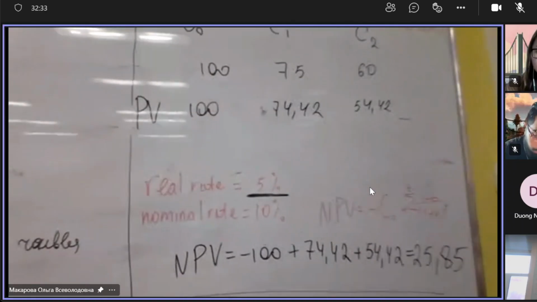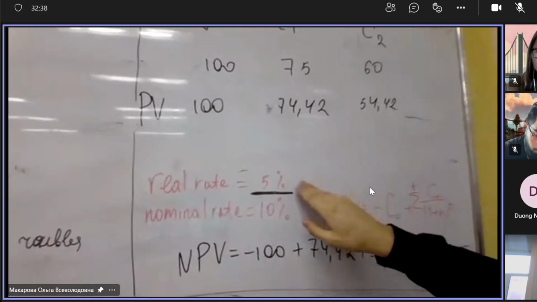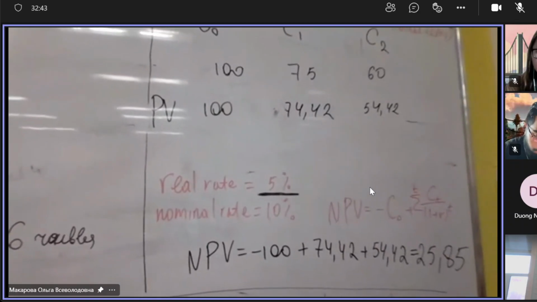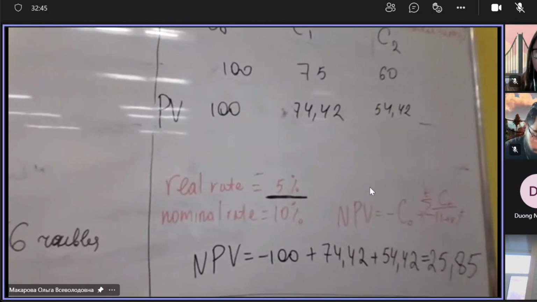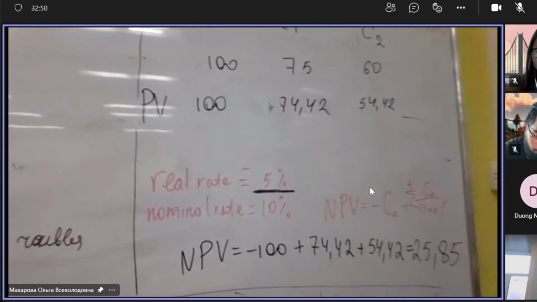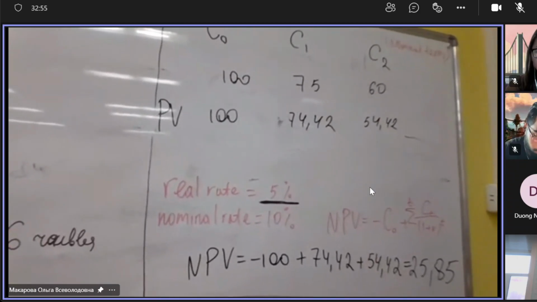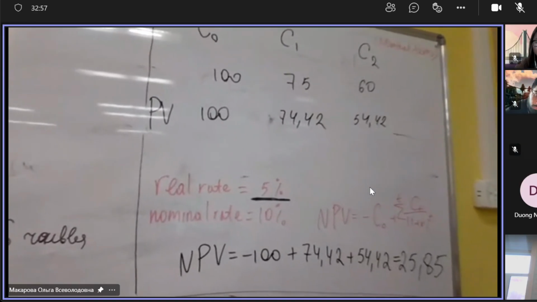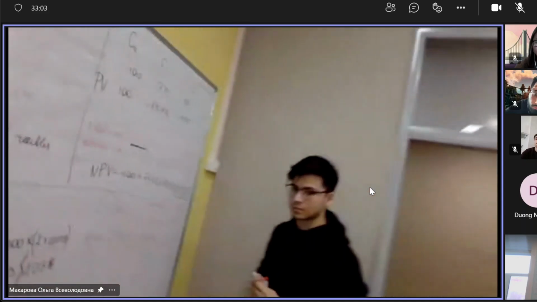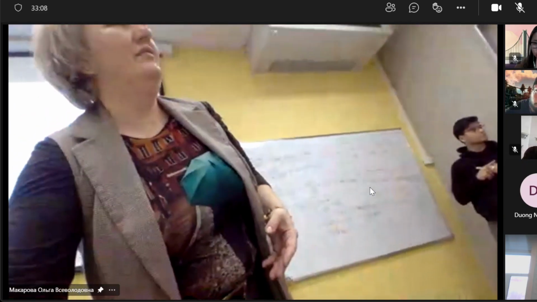So which rate do you apply? I applied the real rate because it's adjusted to inflation. It will include some risk of economics. Then to find NPV, you need to sum up all the discounted cash flows. So I got 25.85. Okay.